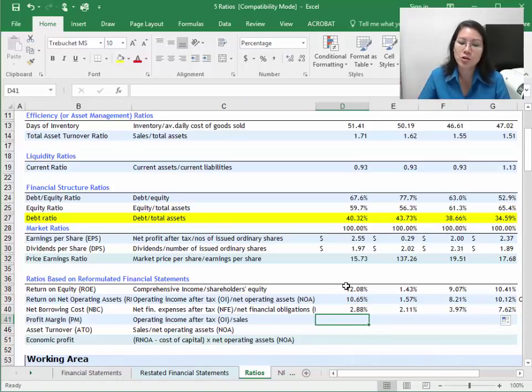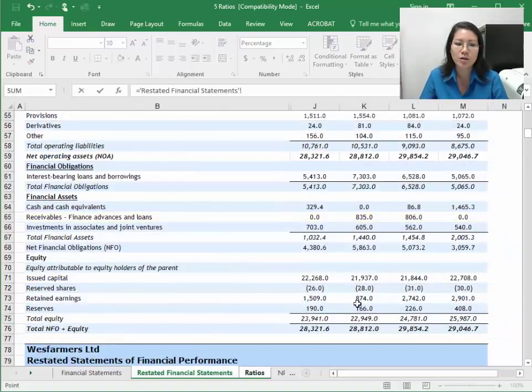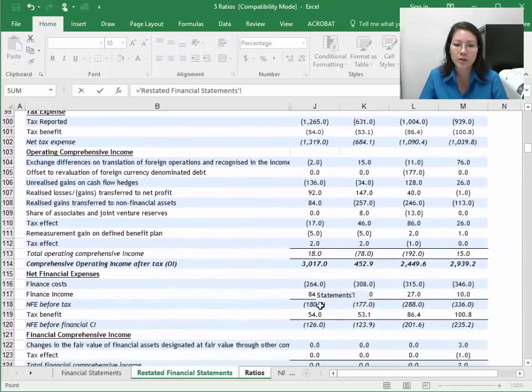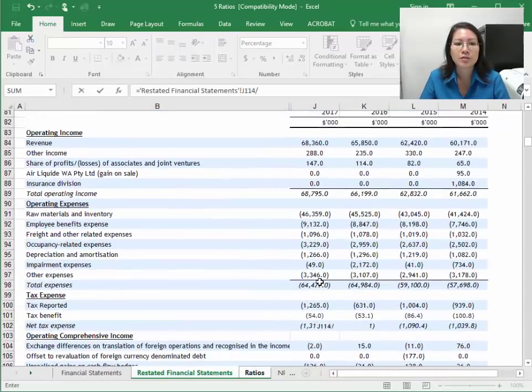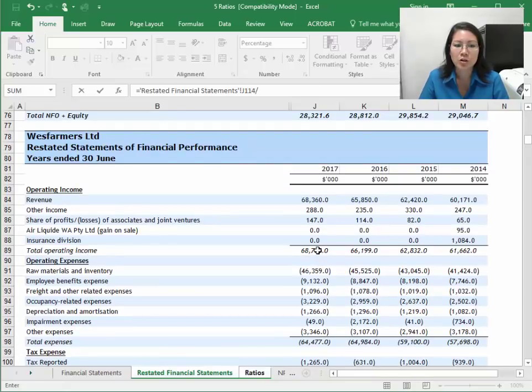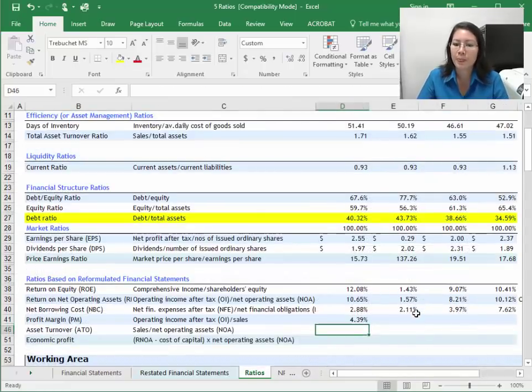Okay, profit margin. This one we want to compare to our profit margin above, but let's go and calculate it first. OI divided by sales. In our restated financials, OI, right down the bottom here, divided by sales. Do my total operating income.